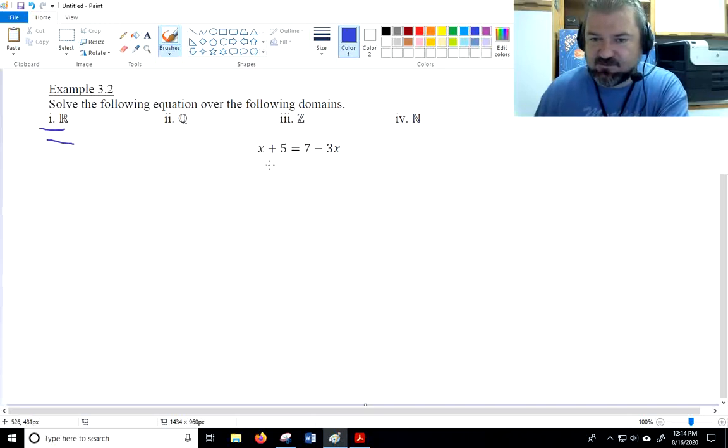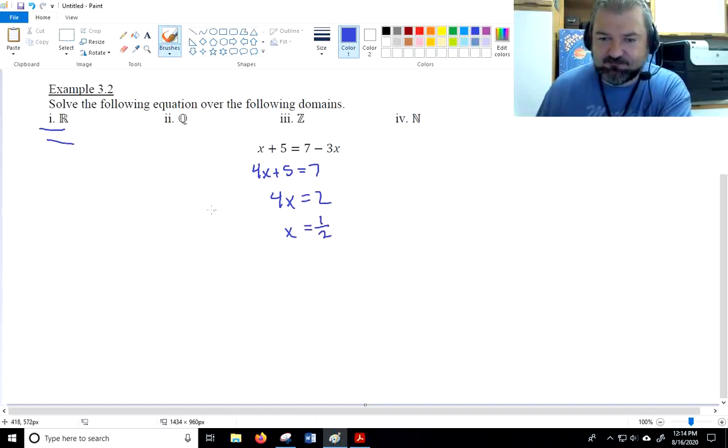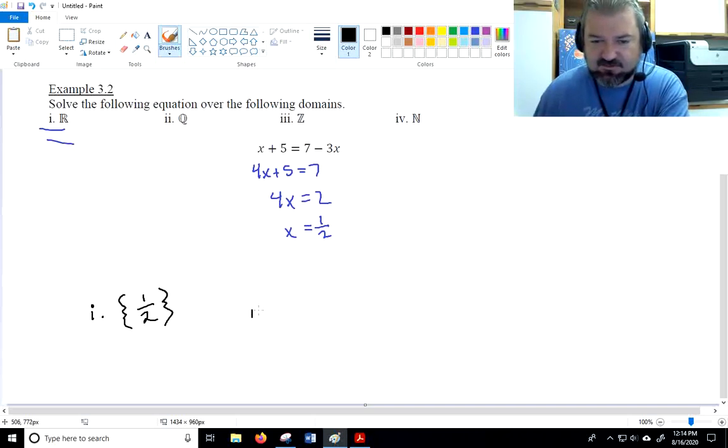So this first time through, nothing's going to be any different. I'm going to add 3x to each side, getting 4x. I'll subtract 5 from both sides, making that 2, giving me x is equal to 2 divided by 4, which is 1/2. Okay, so what is my solution set for the real numbers? This is my Roman numeral 1. Well, my solution set for the real numbers, I need to make sure that this is a real number. Well, it is a real number, right? 1/2 is a real number. So that's my solution set.